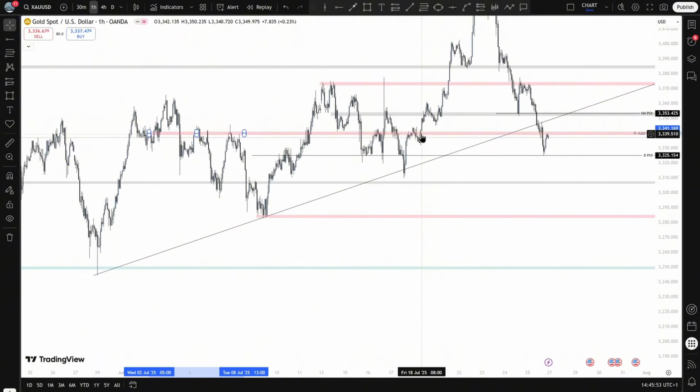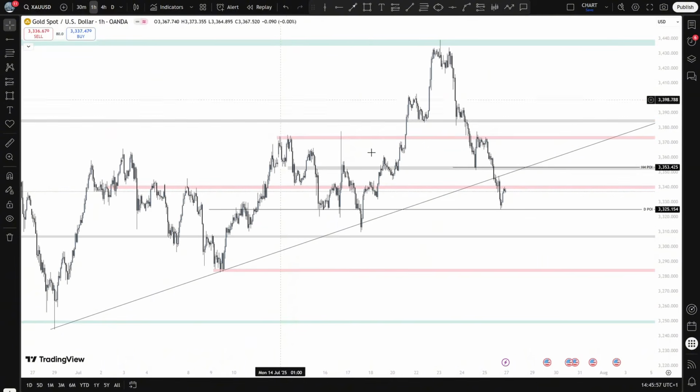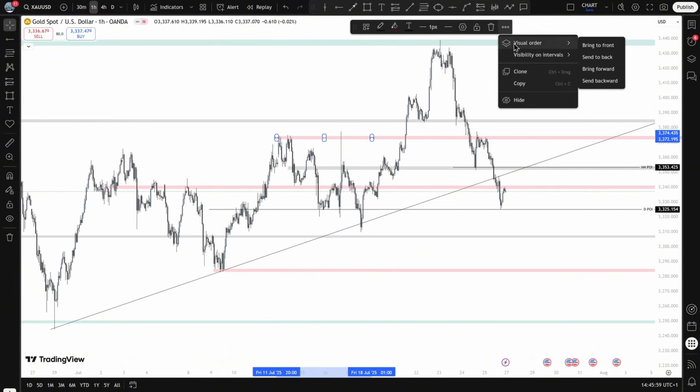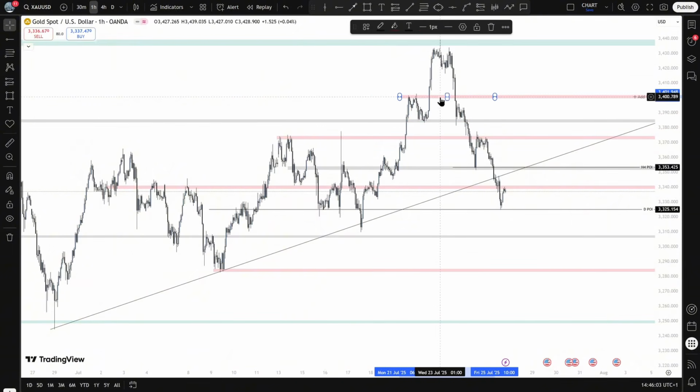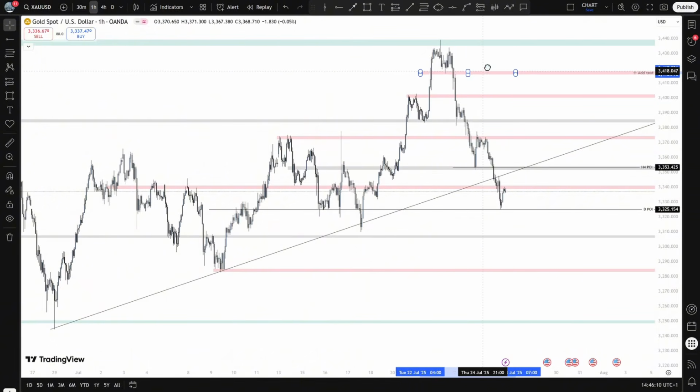I'm going to leave it here like this so that it can match with the current market condition. I'm also going to clone this one like this. This chart is what we will be holding for the whole week. We'll just try and mark as many key levels as you're seeing here.